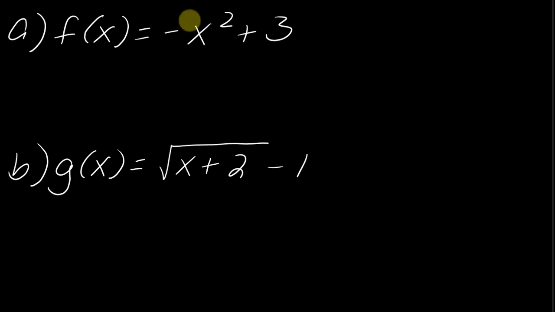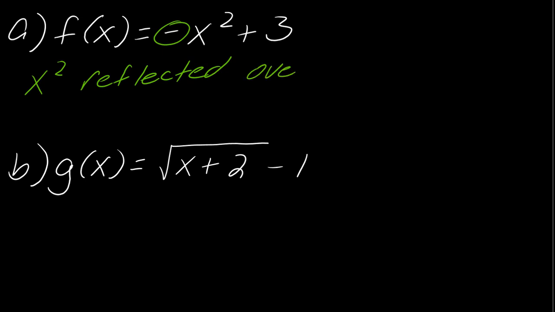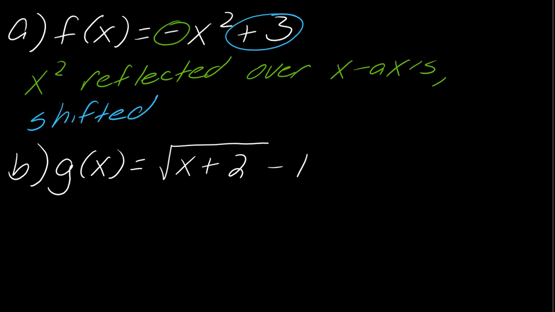In this case, I see a negative here, so I know this is going to be a parabola flipped upside down, and then this would be a number on the outside of the function, so that's going to move up and down. Maybe I'll color code these. So this is x squared reflected over the x-axis, and this is, instead of translated, we'll use shifted. Shifted and translated are the same thing, so shifted 3 units up. I color-coded those so that you could see what comes from what. Okay, so that's what we're going to be doing.